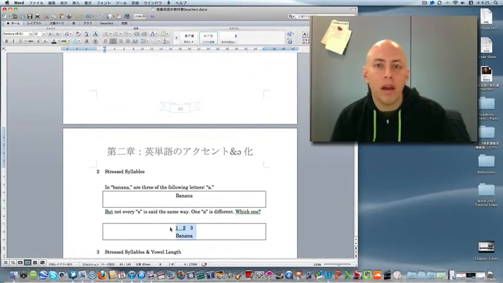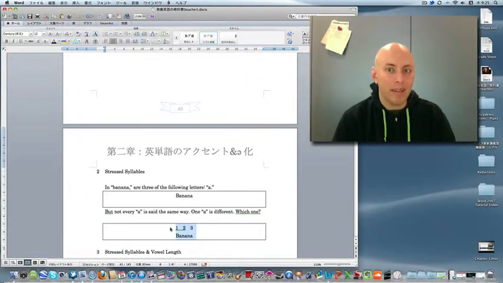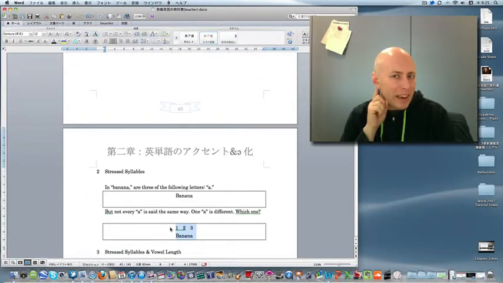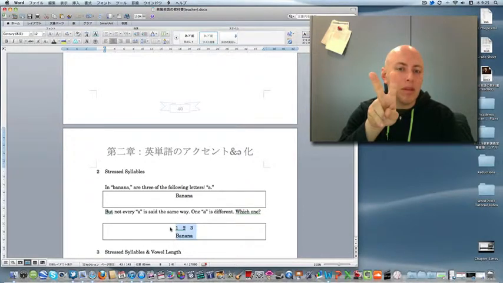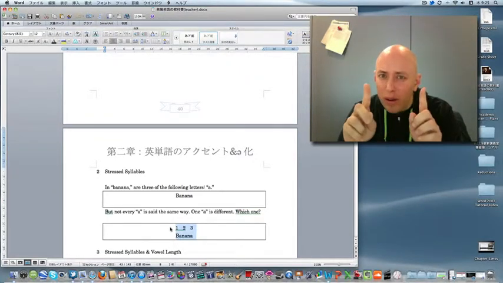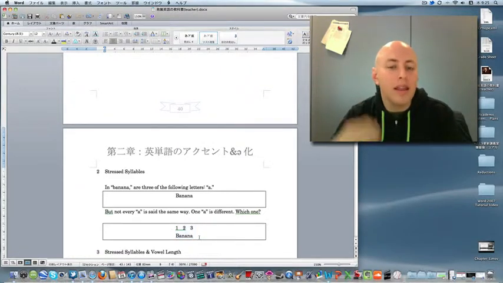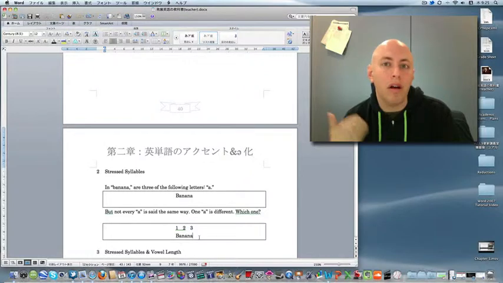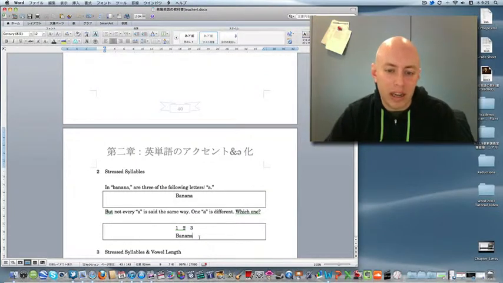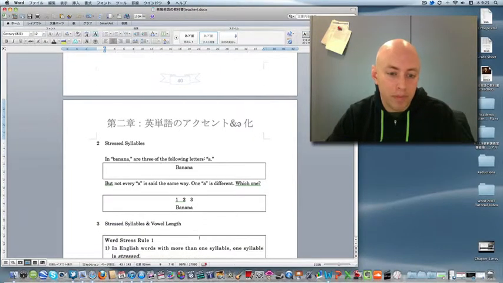Banana, banana. I hope you can hear that the second syllable is different than the other ones. It's actually a little longer, and the pitch went up on that syllable. These types of syllables are called stressed syllables in English. You probably learned this in high school and junior high, so hopefully this is review for you.